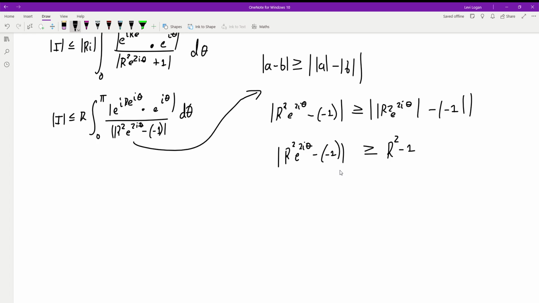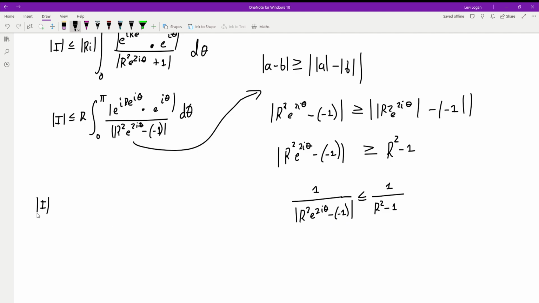Now the beauty about this is, if we take the reciprocal, because we're looking at the reciprocal in this integral here, we can actually flip the sign of the inequality. So you're going to have 1 over r squared minus 1. Now how does that help us? Basically we can set up another integral. We have like a triple inequality.